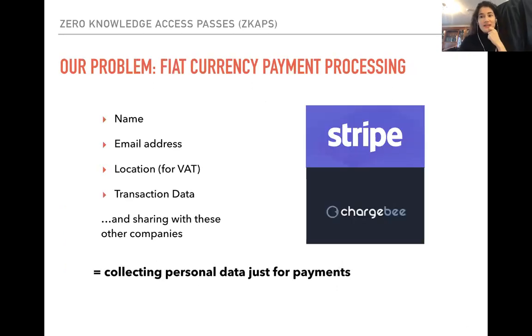The problem was though that to use that you had to pay, right? At some point a company needs to make money, so the customers need to pay the company, and for that Lease Authority used Stripe and Chargebee as partners. As a customer, you had to provide your name, your email address, location, transaction data, and all of this was shared with Stripe and Chargebee. So basically all your personal data was collected for the payments. And as a privacy-focused company, this is not something that you want.